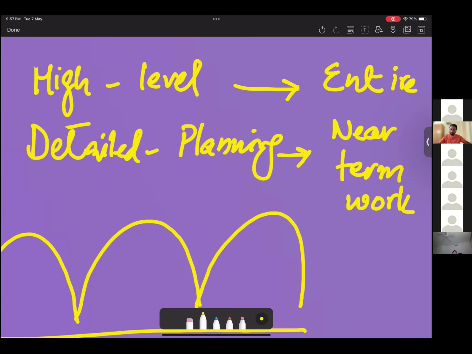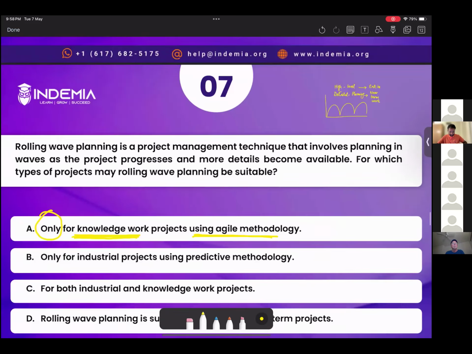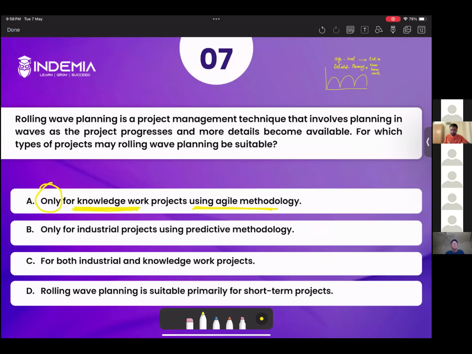There is no point in planning for 10 years now. What you do is you develop a high-level plan and do detailed planning for the first 2 years, let's suppose. And when 2 years are about to complete, you plan for the third and fourth year because you have more and more information. The problem with option 1 is that it says only for knowledge work.